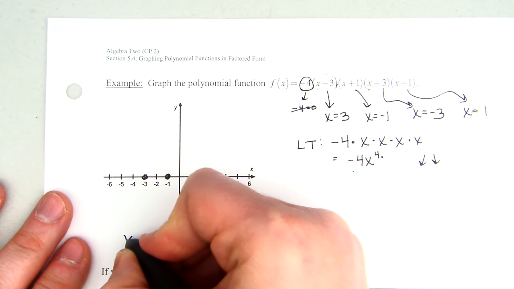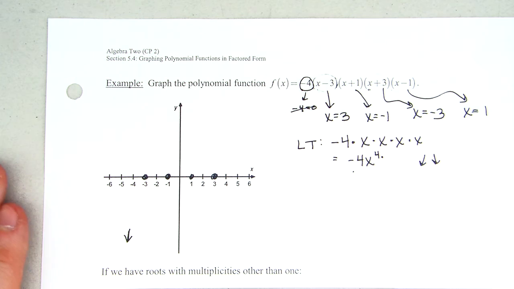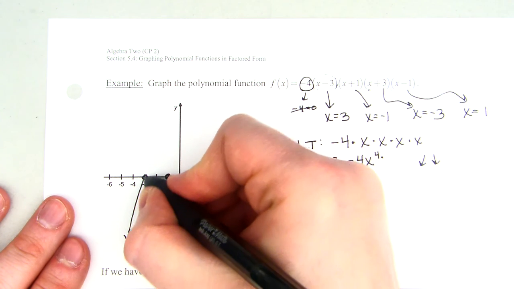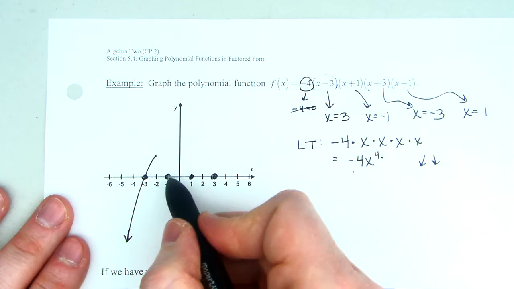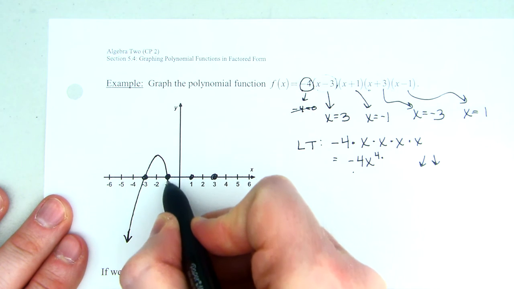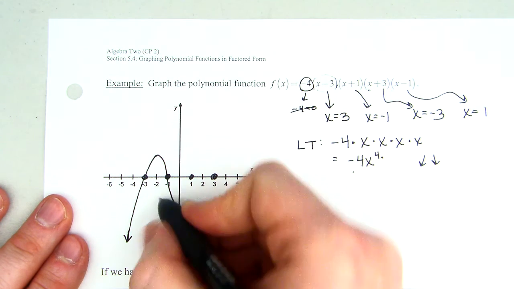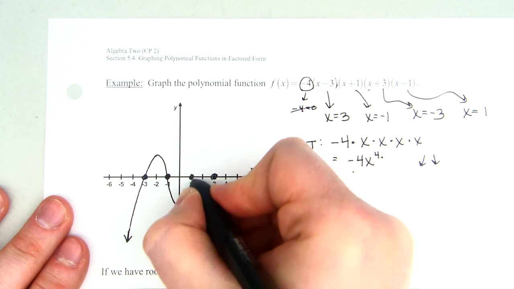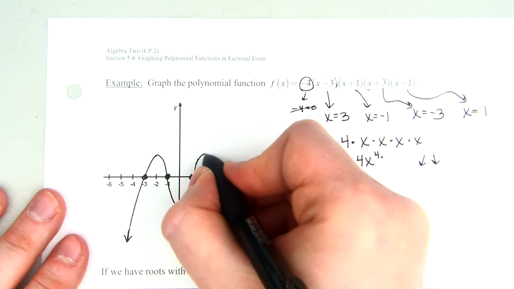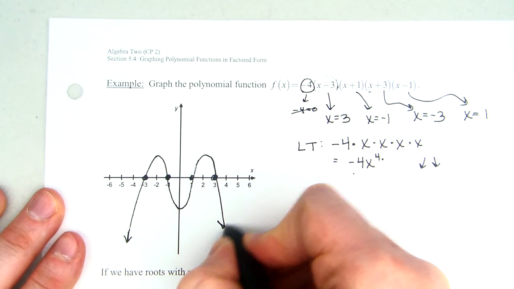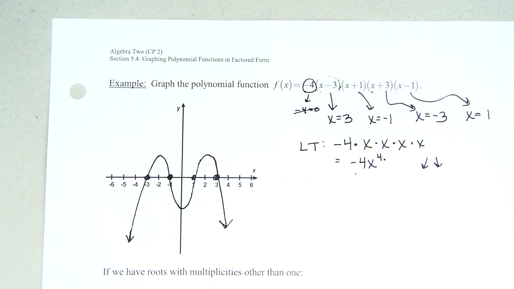Here we go. I'm going to start down here. You know what? How about you take a moment, see if you can do this one. Going to go through that first x-intercept. Got to curve around so I can go through the next x-intercept. Got to curve around so I can go through the next one. Got to curve around so I can go through the next one. And my polynomial function looks something like that.